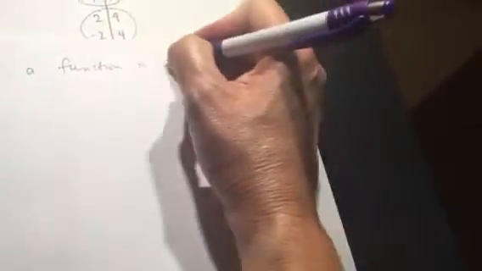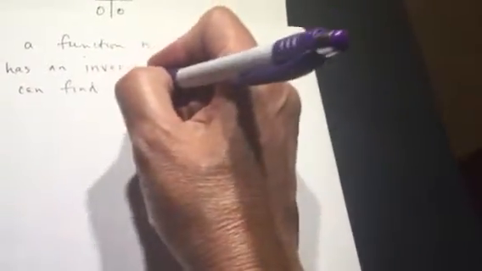If a function is one-to-one, then it has an inverse. How many times have I said that? Then it has an inverse. Here's how to find the inverse.